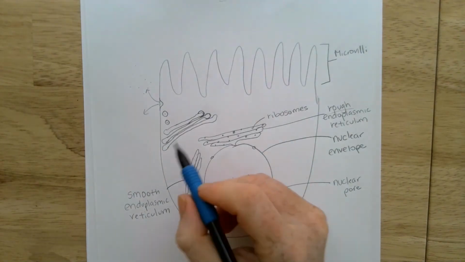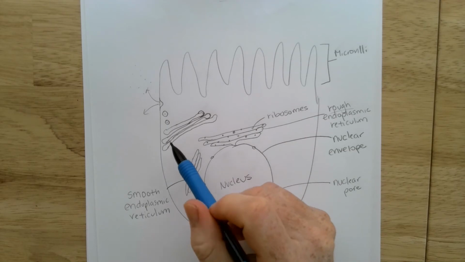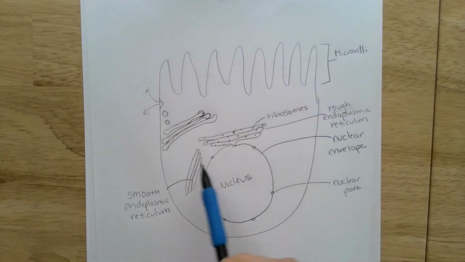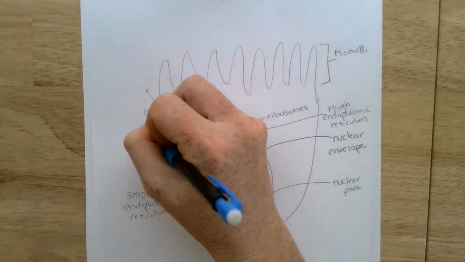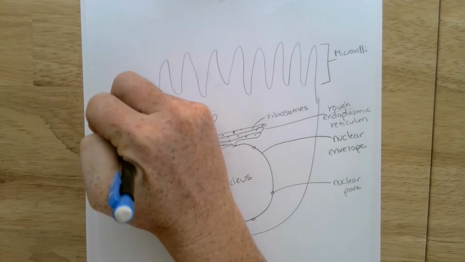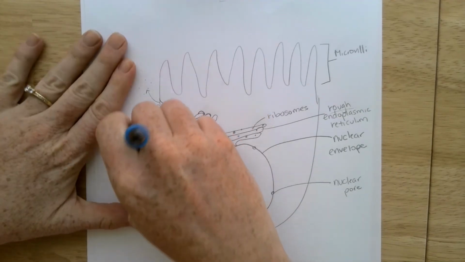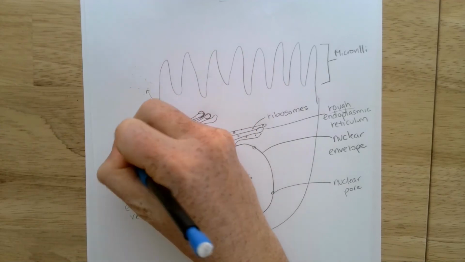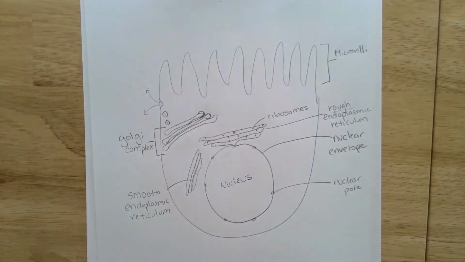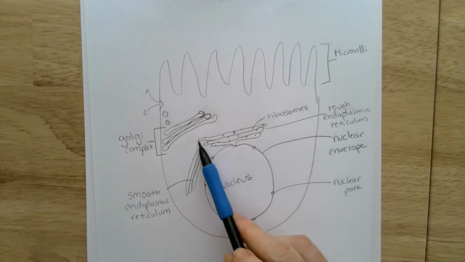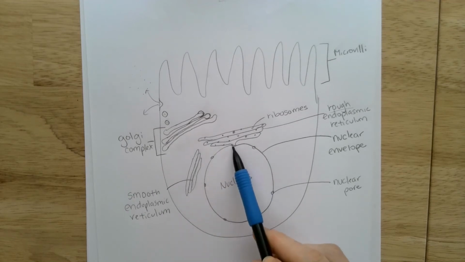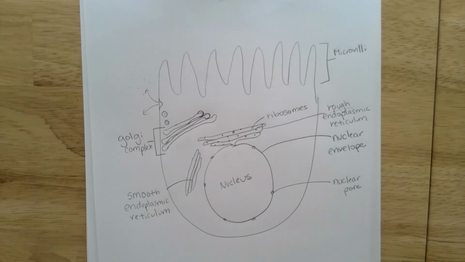Okay, so if you see a flattened sac with bulbous ends, often not located near the nucleus, that is going to be the Golgi complex, also known as the Golgi apparatus. Whereas the rough endoplasmic reticulum will have flattened ends, and it's going to be continuous with the nuclear envelope. So this is the Golgi complex, this is the rough endoplasmic reticulum, and then the smooth endoplasmic reticulum with no ribosomes.